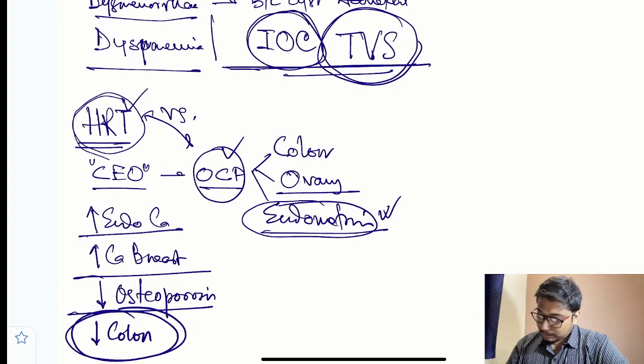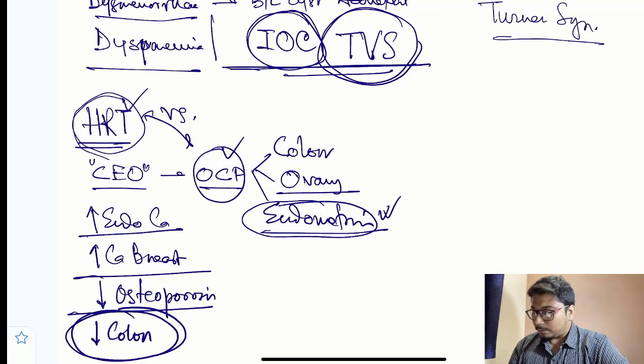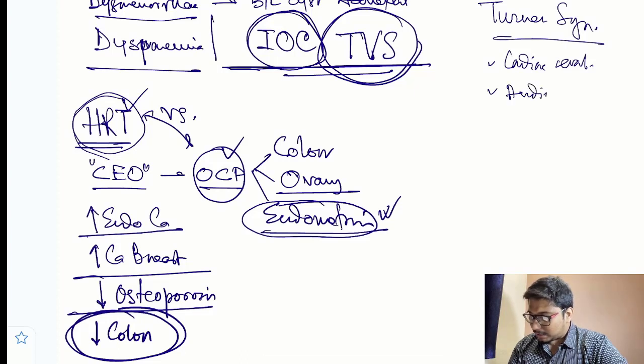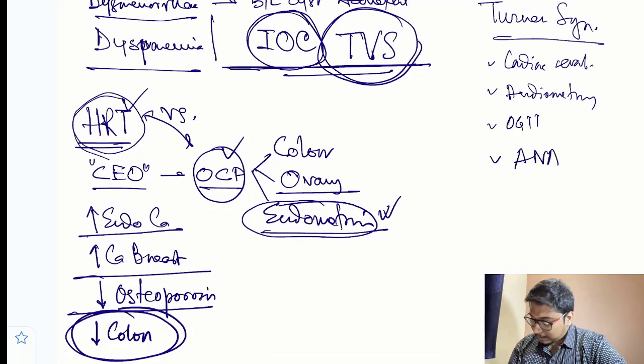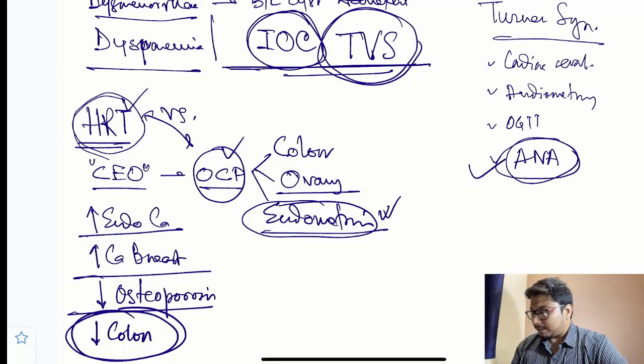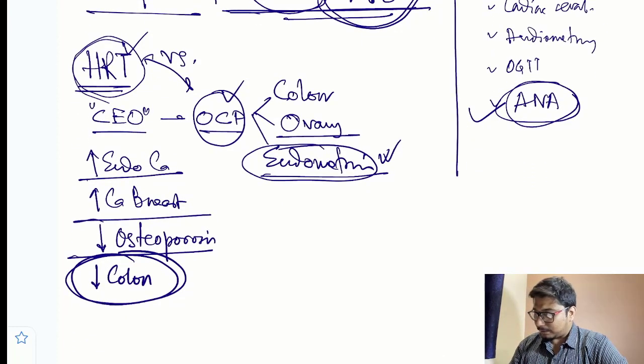Coming to one question that was on Turner syndrome. I will not go into details of this question, because I have discussed it with our pediatric faculty as well. So what are the routine tests that we don't do? Cardiac evaluation, audiometry, which is done for pretty much every symptomatic baby when they present as a child, and then OGTT. And there was another option, which is ANA, anti-nuclear antibody. So anti-nuclear antibody is not done routinely, and that is the answer to that question.